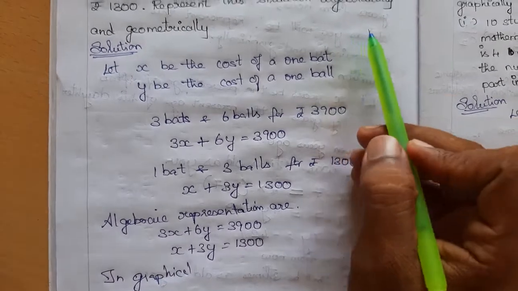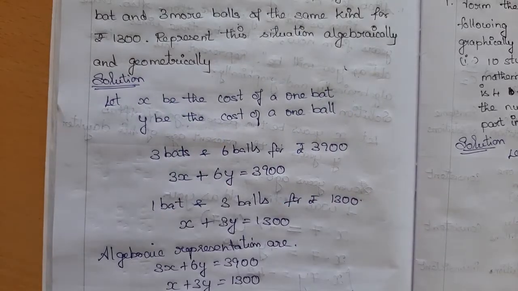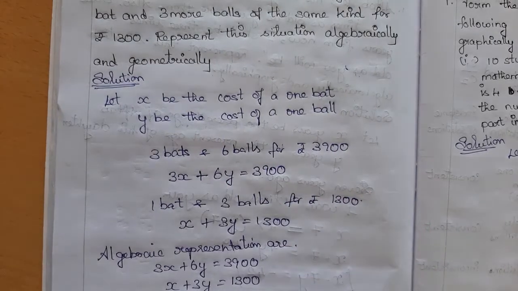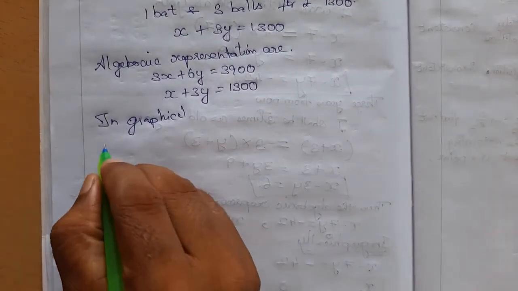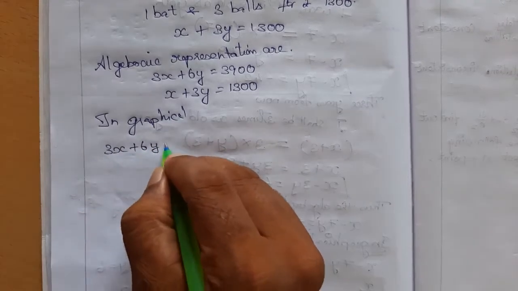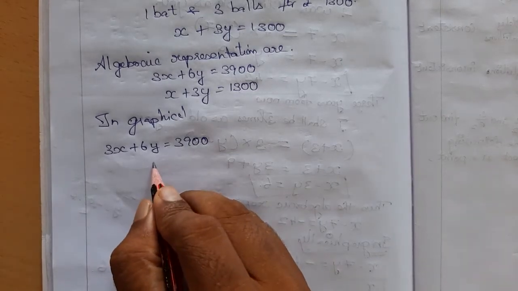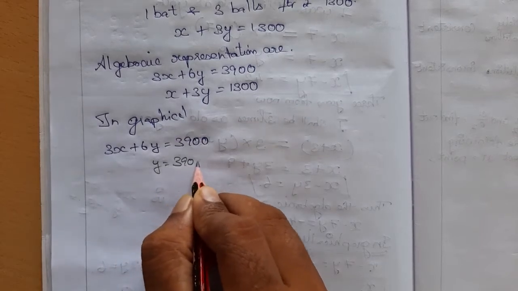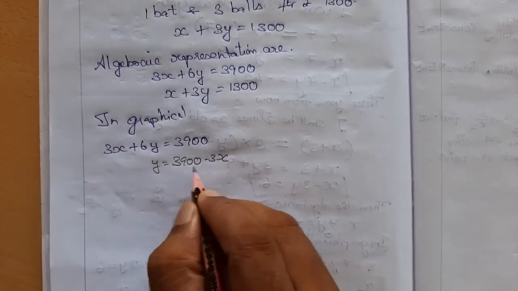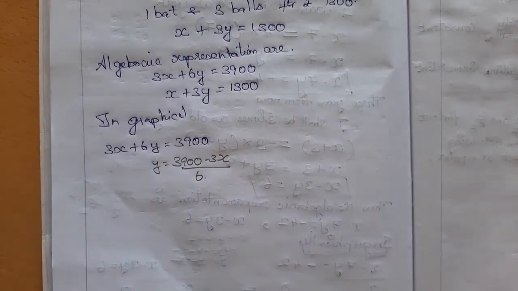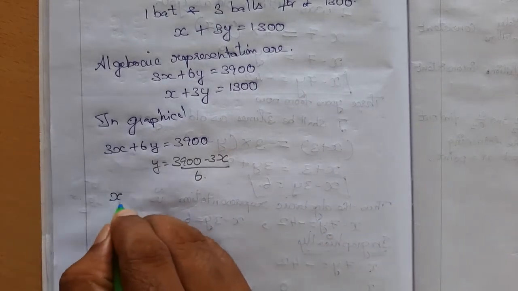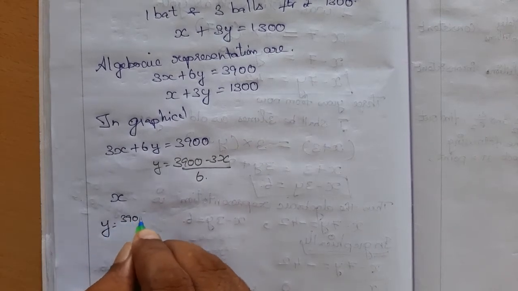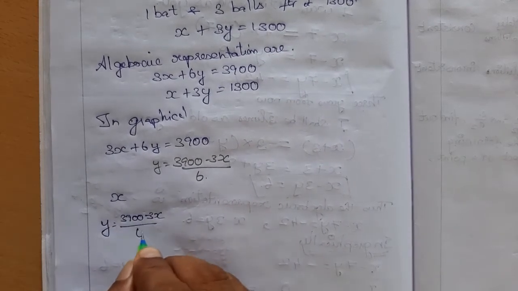They asked only for the algebraic and graphical representation, right? Here they did not ask about the solution, just the representation. Here we go for the graphical representation. The first equation is 3x plus 6y is equal to 3,900. Solving for y, we can write y is equal to (3,900 minus 3x) by 6.